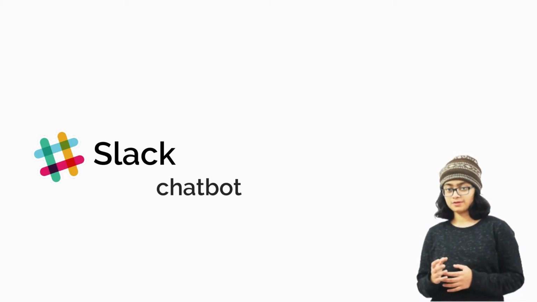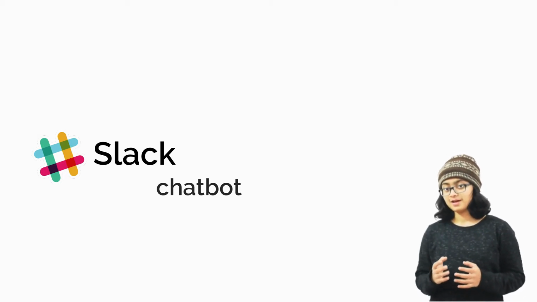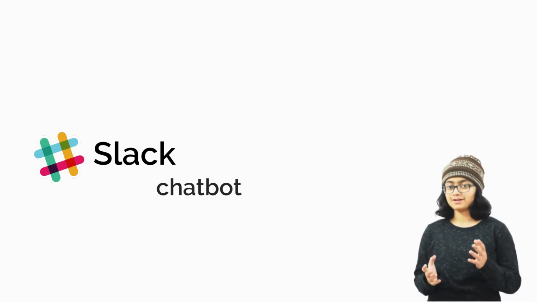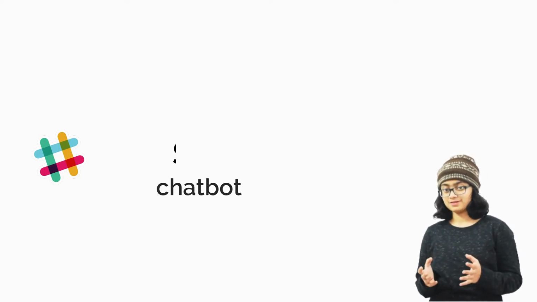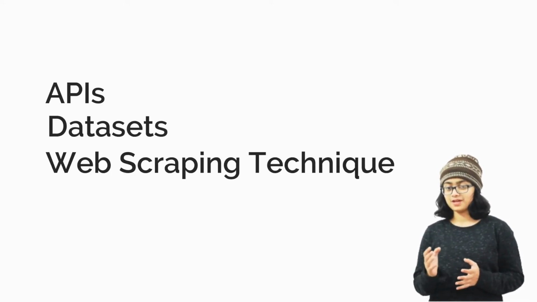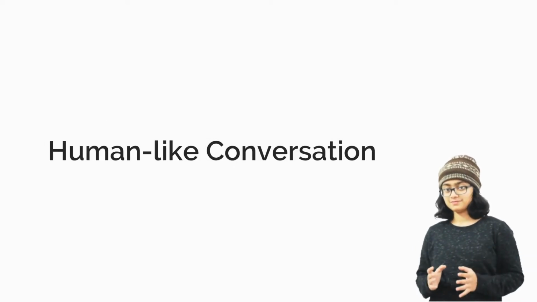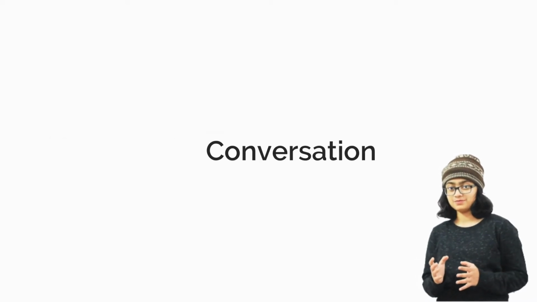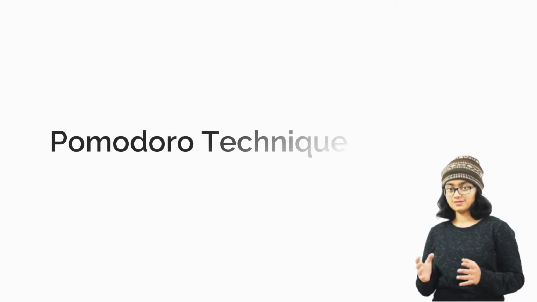For developing our chatbot, we have used Python integrated with some libraries like Slack Client. We have implemented APIs, datasets, and web scraping techniques to enhance the user experience by having human-like conversations. We are applying the most effective time management technique, popularly known as the Pomodoro technique, to reduce user distractions. It breaks down the tasks and distributes them into intervals of 25 minutes, followed by 5 minutes of short break.